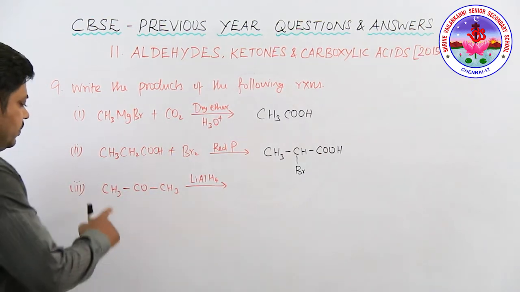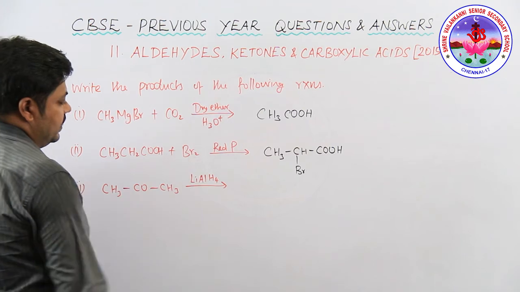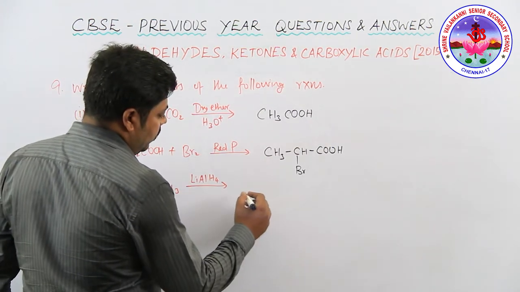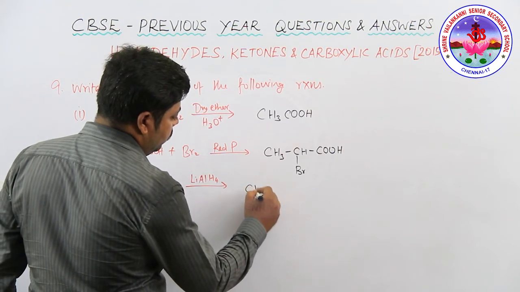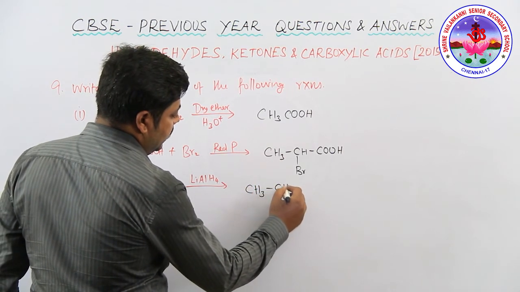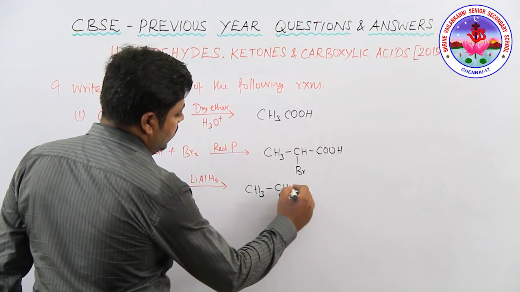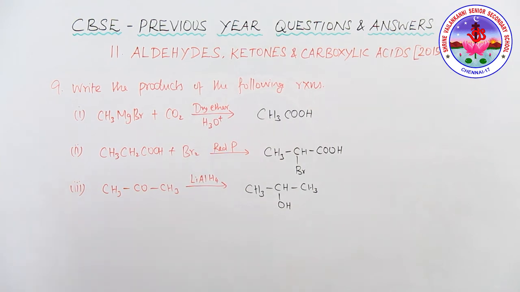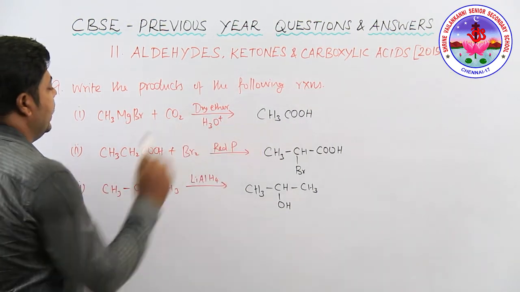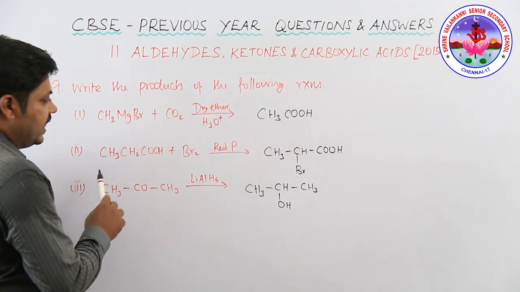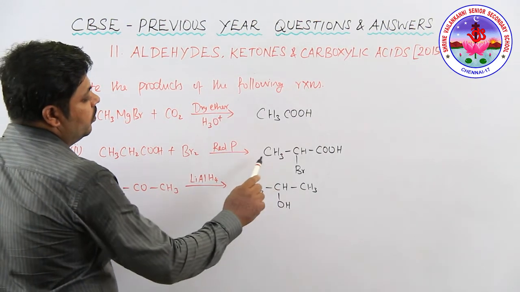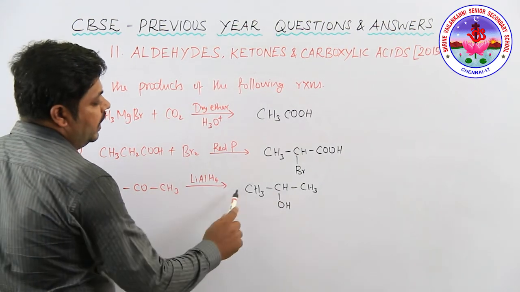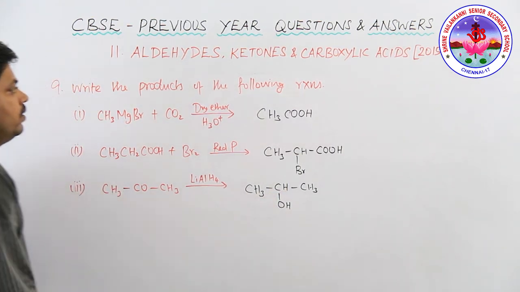Then the third, CH3COCH3, that is acetone, reacts with lithium aluminum hydride to give propan-2-ol, CH3CHOHCH3. So the first answer is acetic acid or ethanoic acid. Second answer, the product is 2-bromo-propanoic acid. Then third is propan-2-ol. So this is the answer.